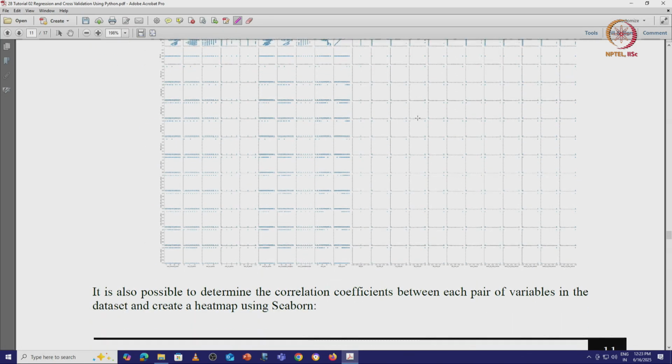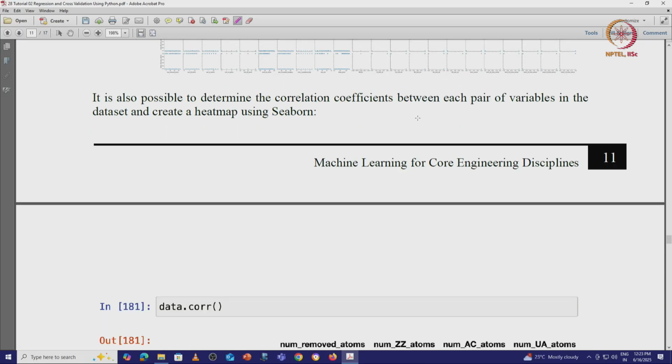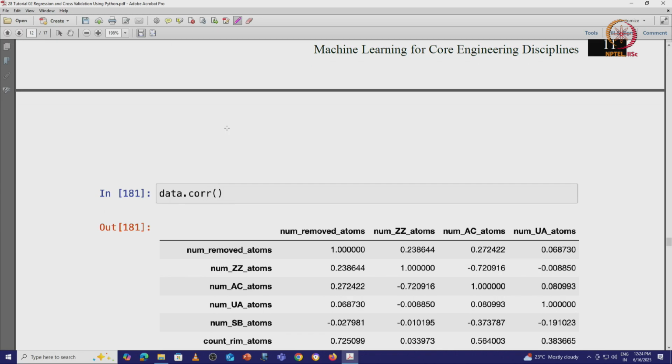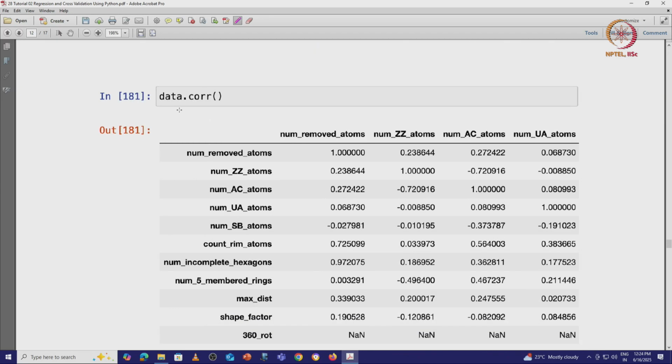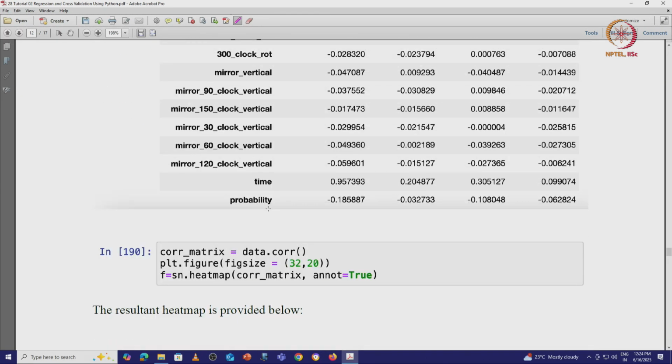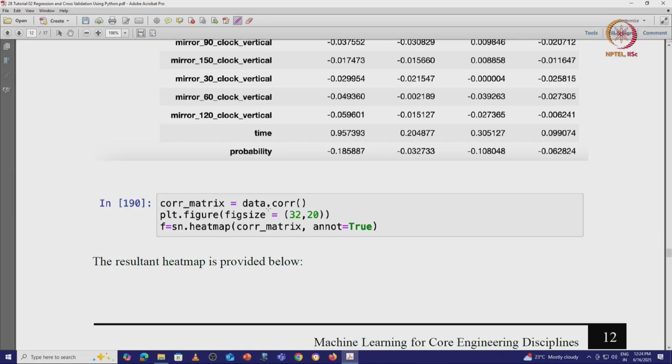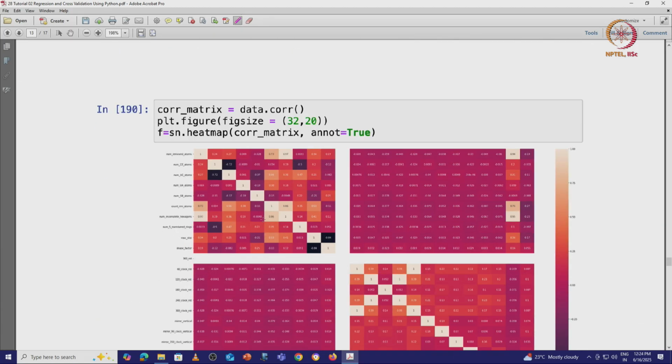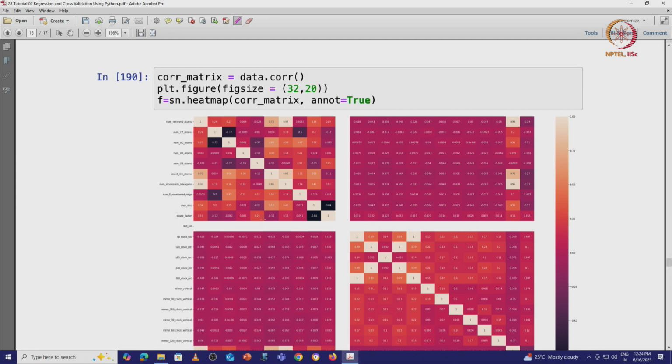Okay. Now it is also possible to determine the correlation coefficients between each pair of variables in the data set, and this will allow you to create a heat map using Seaborn. That is also very nice, because a heat map allows visualization through the use of colors. First we compute the correlation matrix, and then the correlation matrix can be visualized as a heat map. So I'm feeding the correlation matrix here, and you can see that these are the correlations between various variables.